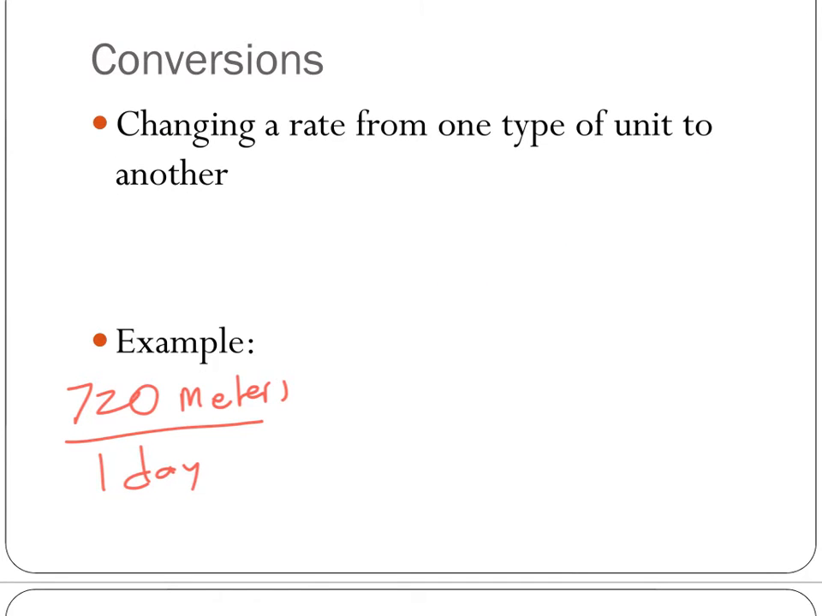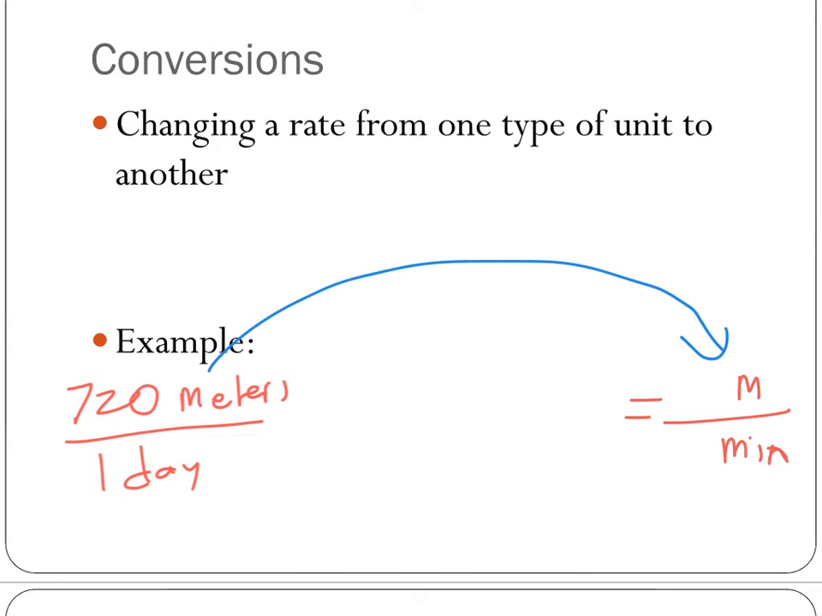Okay, so the whole point of this is conversions. We're going to change a rate from one type of unit to another. I'm going to start with an example: 720 meters in a day. Maybe that's how far you walk, I don't know. But let's say we want to convert that into how many meters per minute that actually is. Remember, generally when I see an M by itself, that means meters. Meters is going to stay meters, so I'm not going to change that in this case. What I do need to change is days into minutes.